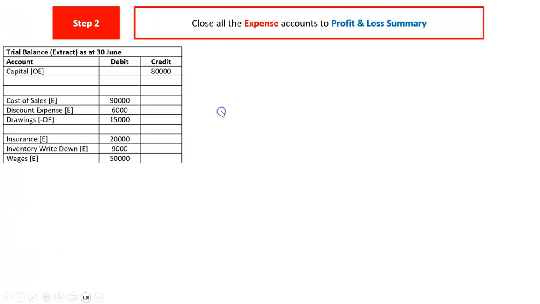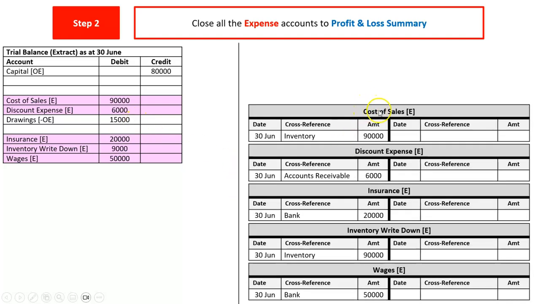Step 2, let's close all our expense accounts. So in this case, looking at our trial balance, what's left? Well, the revenues are gone, they've been closed, but that leaves these 5 expenses here. And they're all debit balances. So in our general ledger, there will be 5 ledgers for 5 expenses here, and each one has a debit balance here, which matches up with these numbers here.